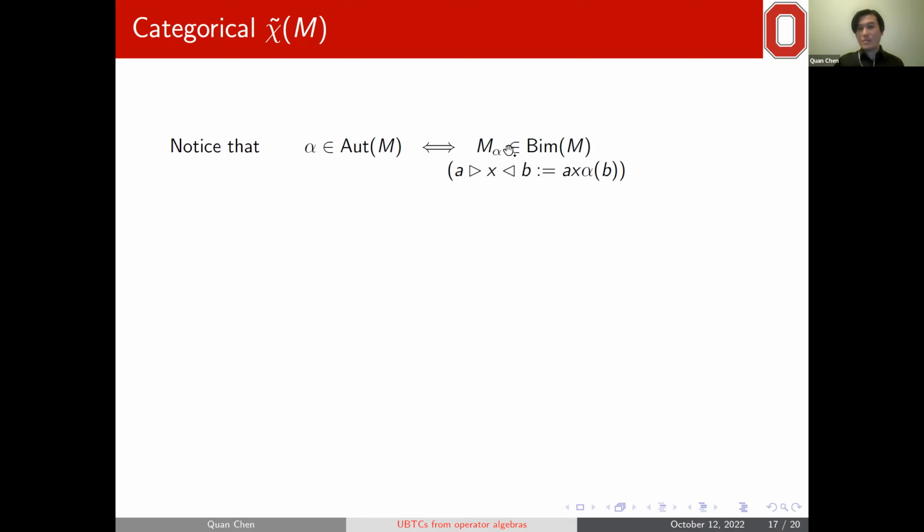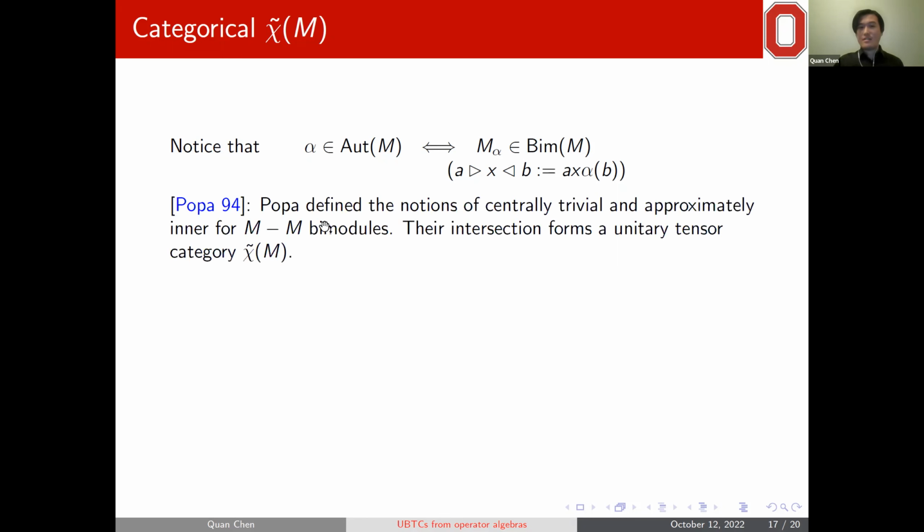All right. And then the equivalence here is just the inner automorphism. So that's why I'm saying outer automorphism. So this is not just embedding, but up to the inner automorphism. So it's natural to think of the bimodule version of chi. And Sorin Popa already defined the notion called central trivial and approximate inner for M-N bimodules. And he showed that their intersection forms a unitary tensor category called chi tilde of M.